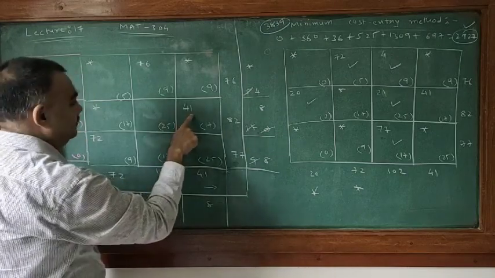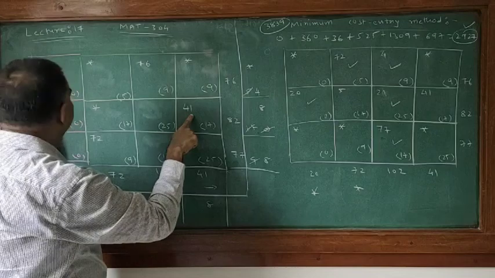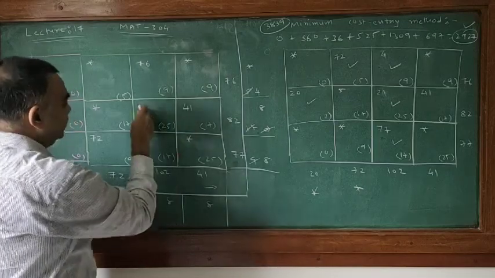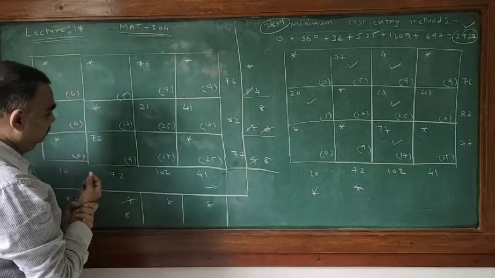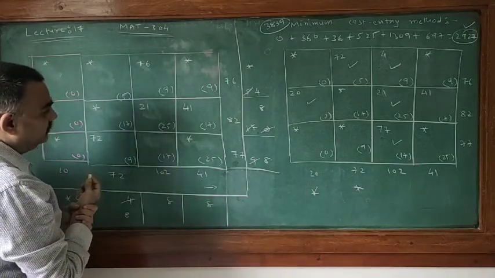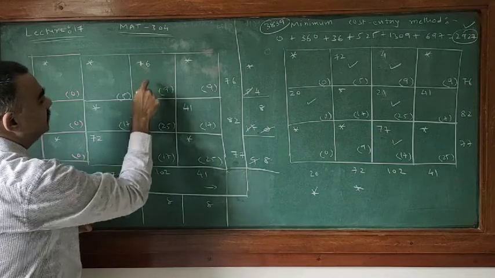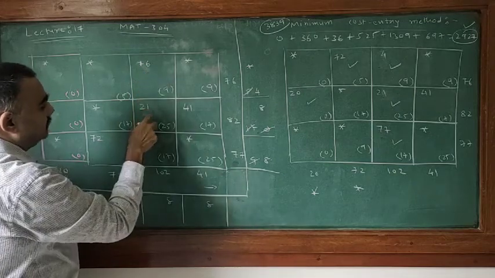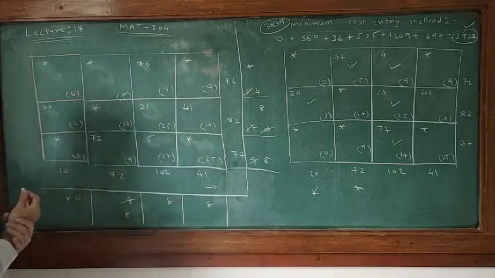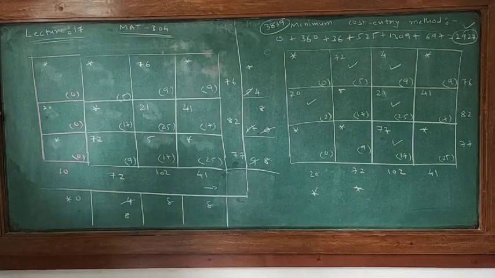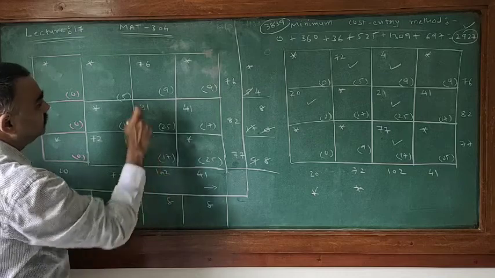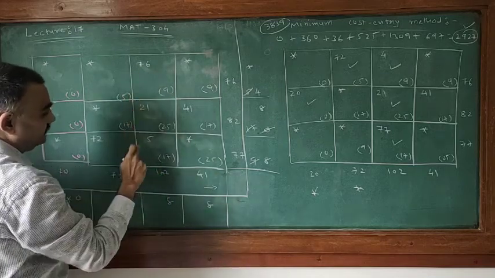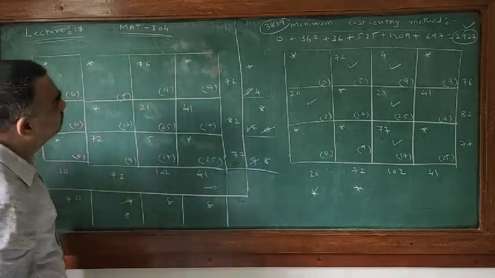61 means I can do here 21. 97 means only 5. See here, 7, 5, 22, 8, 10. Okay, done.